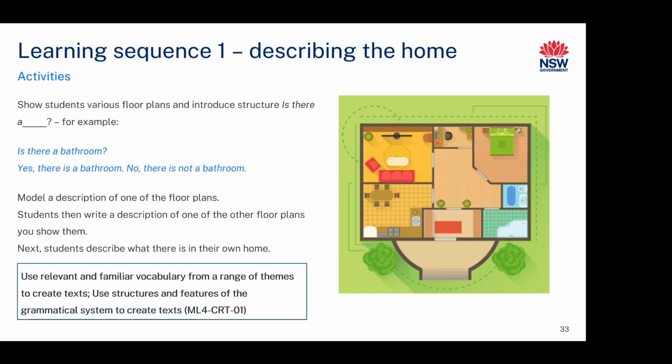Next, show students a number of floor plans and introduce the is there a structure. Provide the modelled responses and then model description of one of the floor plans. Students then write a description of one of the other floor plans you have shown them. Next, students describe what there is in their own home using the modelled structures. This activity addresses these creating text content dot points.